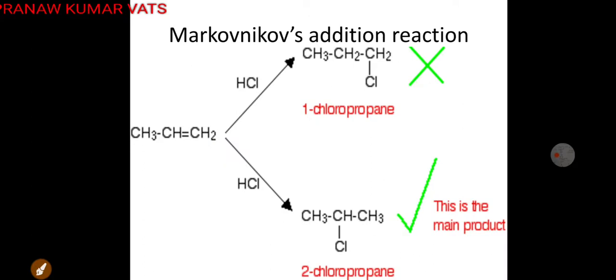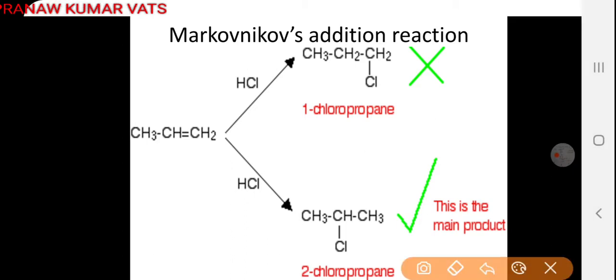Now you can see one example. We are treating propene with HCl. HCl will dissociate and will give two components, H plus and Cl minus. H plus, according to Markovnikov addition, is the positive part of the reagent. So H plus will go to that double bonded carbon atom which has more hydrogen. So you can see this carbon atom is 1, this one is 2.